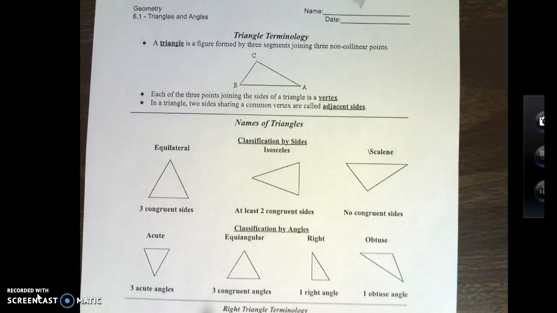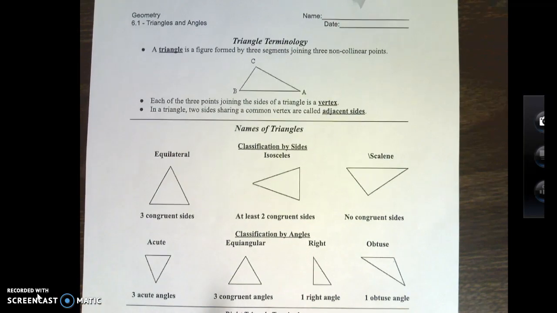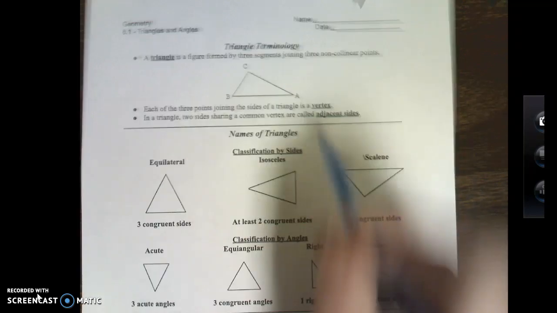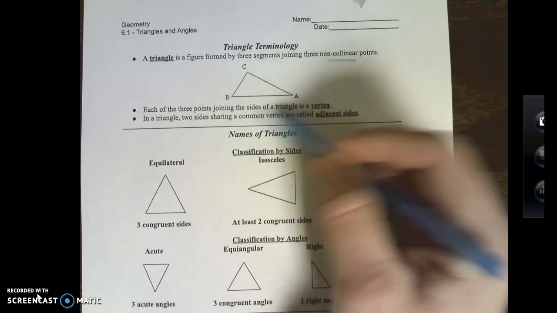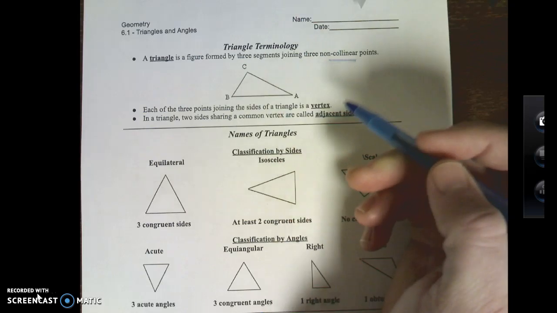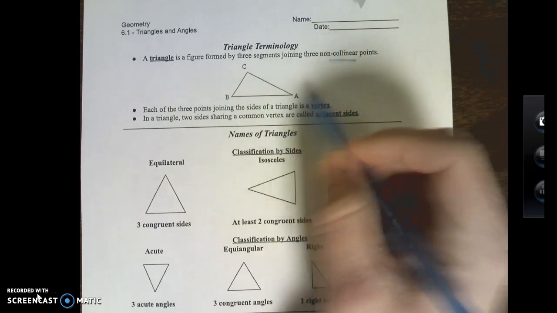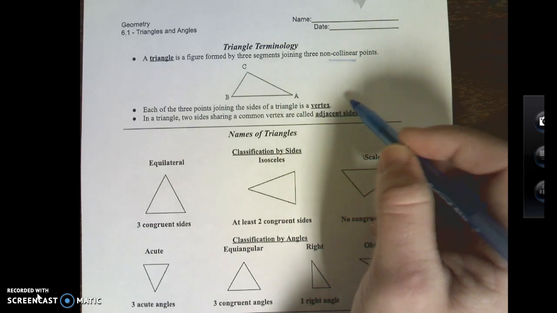A triangle is a figure formed by three segments joining three non-collinear points. It's a little tiny minor thing, but it is important. These three points cannot be on a line, because if they were on a line, you couldn't form a triangle. You must have a little bump up.